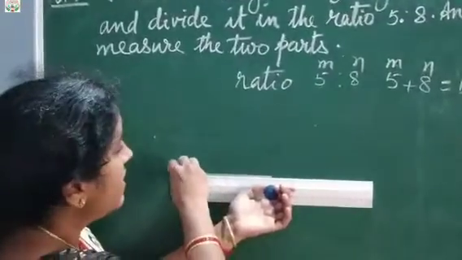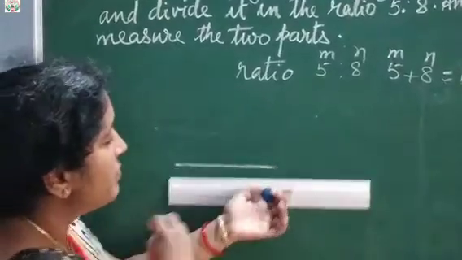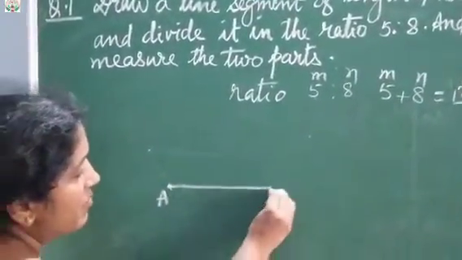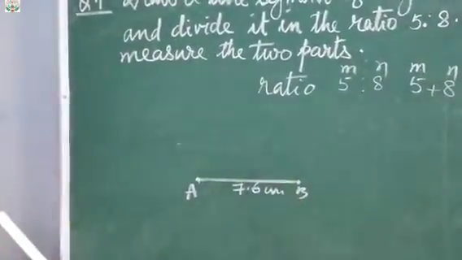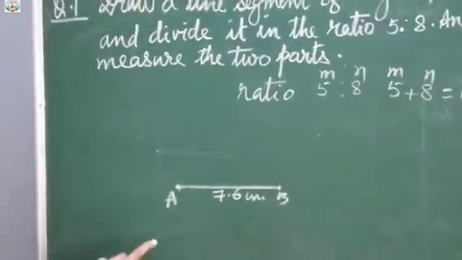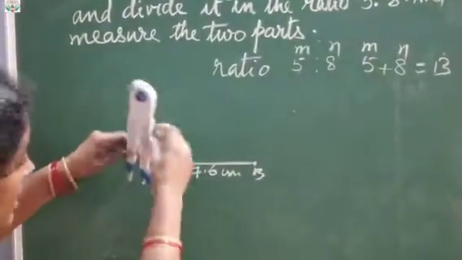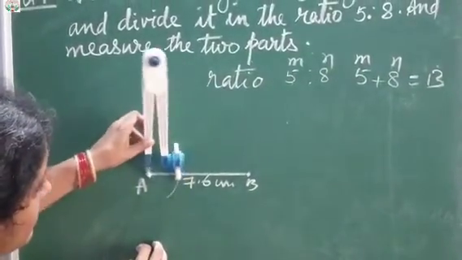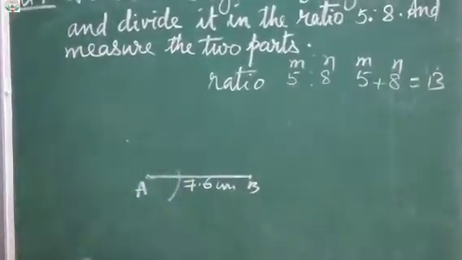Now take a line segment of 7.6 cm measurement. Let it be AB, which is 7.6 cm. Now at A, I will make an acute angle. Acute angle, all of you know, is less than 90 degrees.